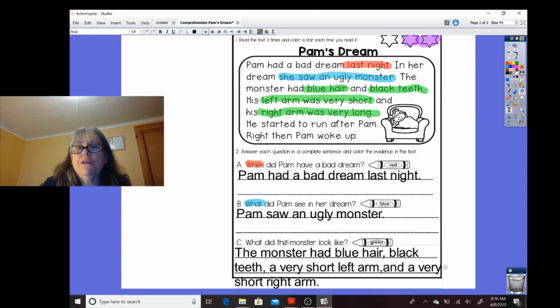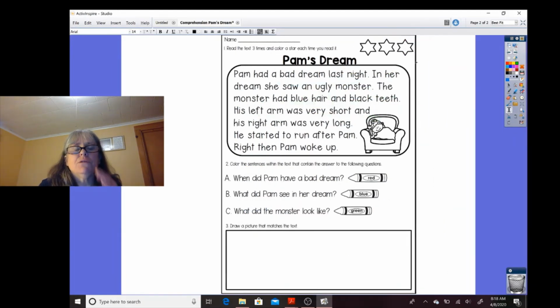the next chart. So this is the same story, and it has the same questions, but then we have to draw a picture. So let's just read it. It says to read 3 times, but we just read it. So we'll read it through 1 time and then go ahead.